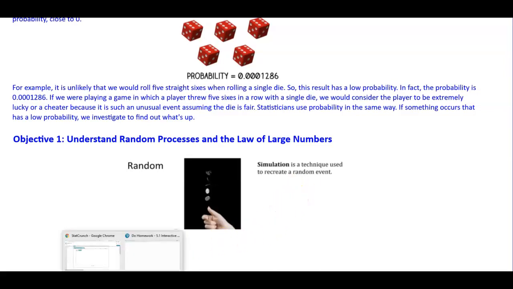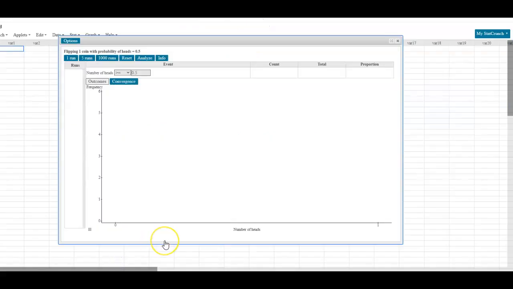Okay, so I'm going to open up this applet. In this applet, we can see that the vertical axis is going to represent the proportion of times we observe a head, and the horizontal axis down here is going to represent the number of coins that we flip. So in the applet, if I click one run, that's going to represent one coin flip. And as you can see, we're going to go ahead and flip that one coin.